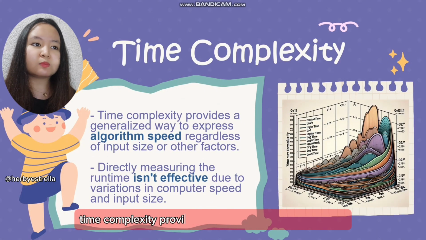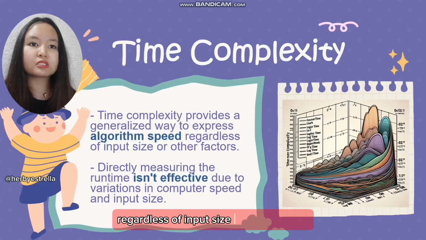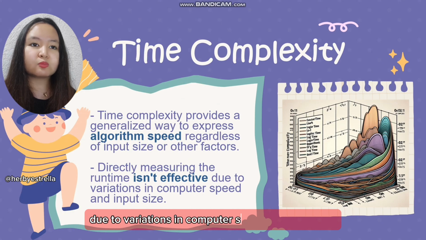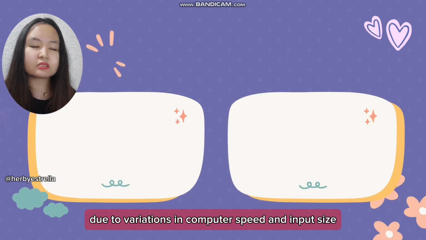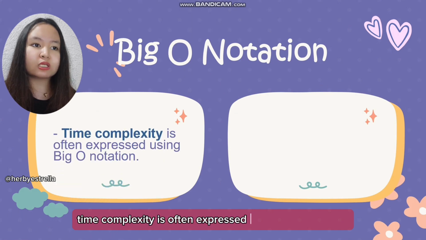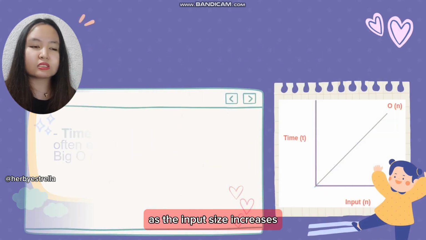Time complexity provides a generalized way to express algorithm speed regardless of input size or other factors. Directly measuring the runtime isn't effective due to various computer speed and input size. Next is Big O notation. Time complexity is often expressed using Big O notation. Big O classifies algorithms based on their behavior as the input size increases.